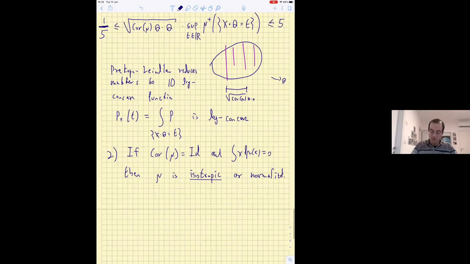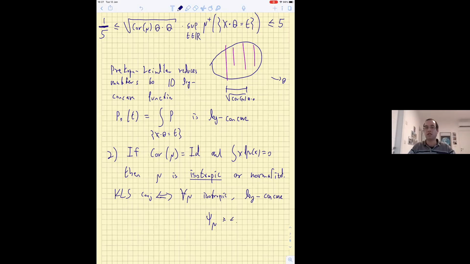And therefore the KLS conjecture is equivalent, if you think about it, to saying that for any mu isotropic and log-concave, psi of mu is at least a universal constant.